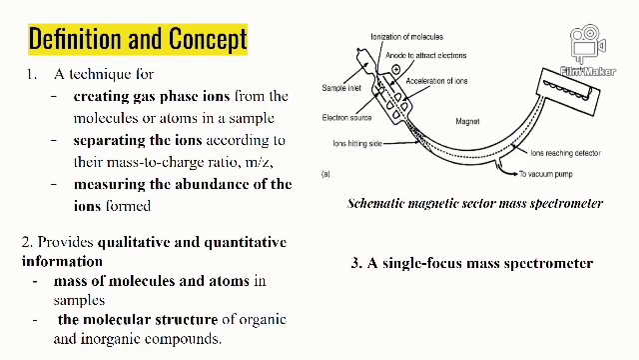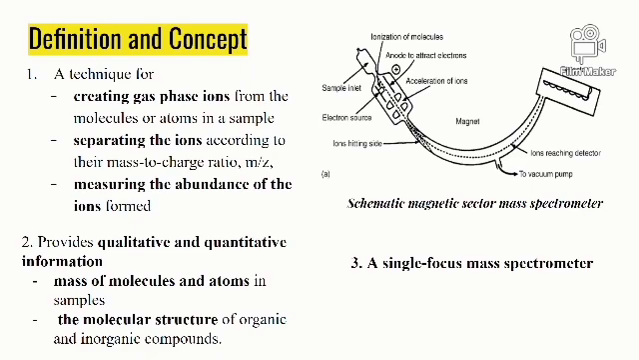This technique also provides both qualitative and quantitative information, such as the mass of molecules and atoms in samples and the molecular structure of organic and inorganic compounds. There are many types of atomic mass spectrometry depending on their atomic ion sources and typical mass analyzers, such as inductively coupled plasma, direct current plasma, microwave-induced plasma, spark source, thermal ionization, glow discharge, laser microprobe, and secondary ion mass spectrometry.